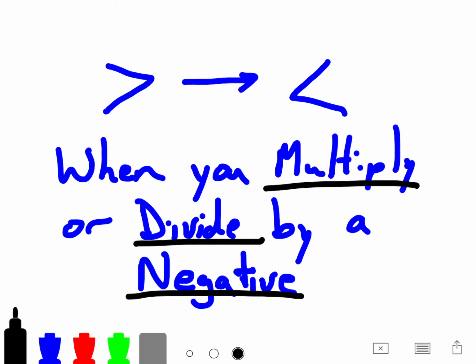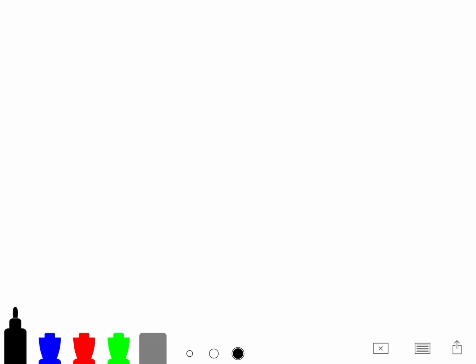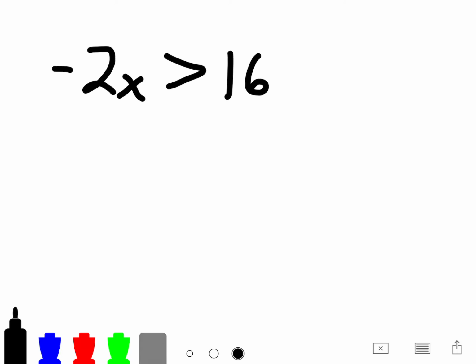Got it? Good. Okay, so let's look at some examples. If I have negative 2x is greater than 16, let's do greater than or equal to so we can get some practice seeing that. See how it has half that equal sign right there? So greater than or equal to, because it has the little half of an equal sign there. Okay, so how do we solve this? Well, we divide both sides by negative 2.